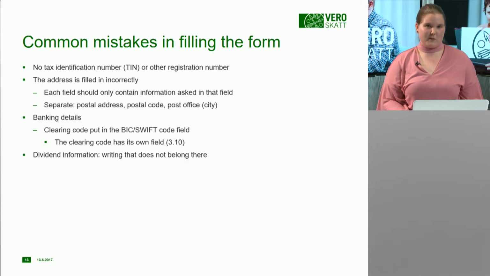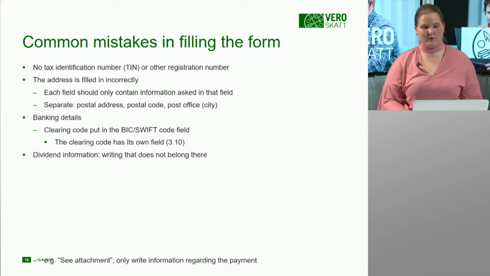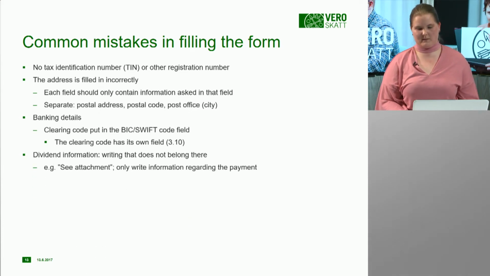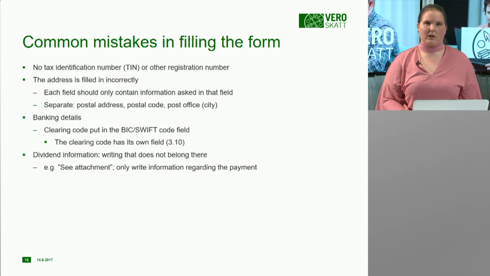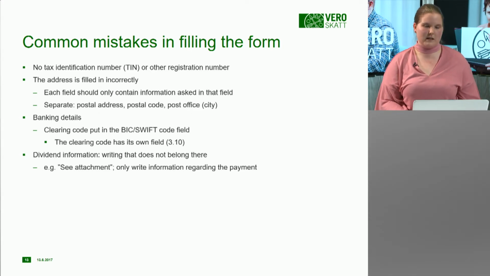Now, the dividend information. So quite often we see that you have writing there that does not concern the payment itself. So for example, "see attachment." Instead, we would like you to write the actual payment information in those fields, as this makes the processing a lot faster than if you had Excel spreadsheets attached to the application. And as you know, we are allowed to ask you to use a specific form, so that's why we ask you to use 6163E and 6167E.